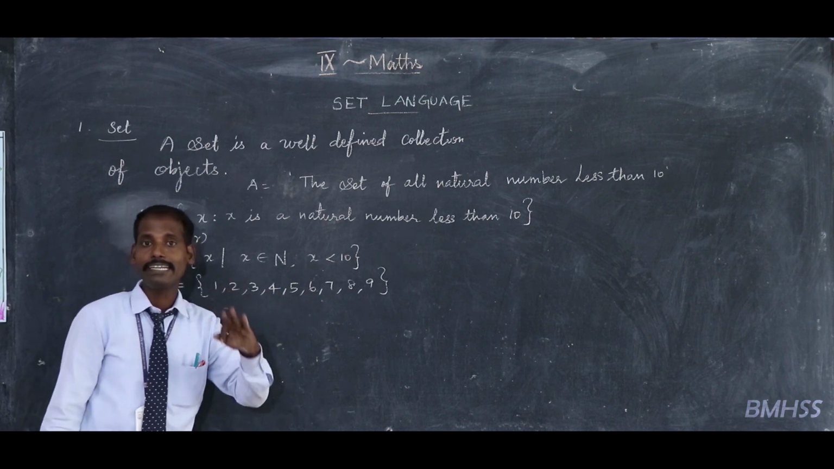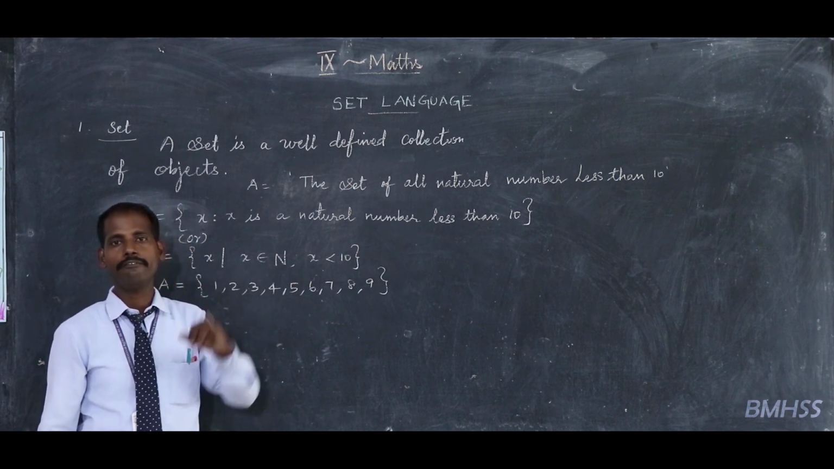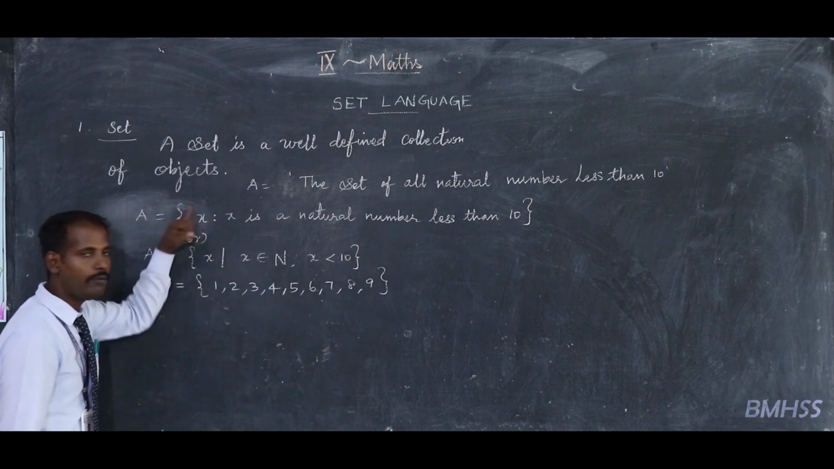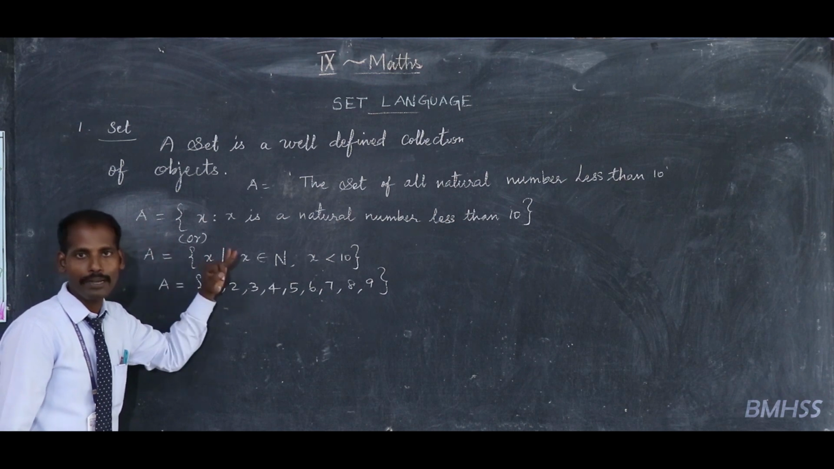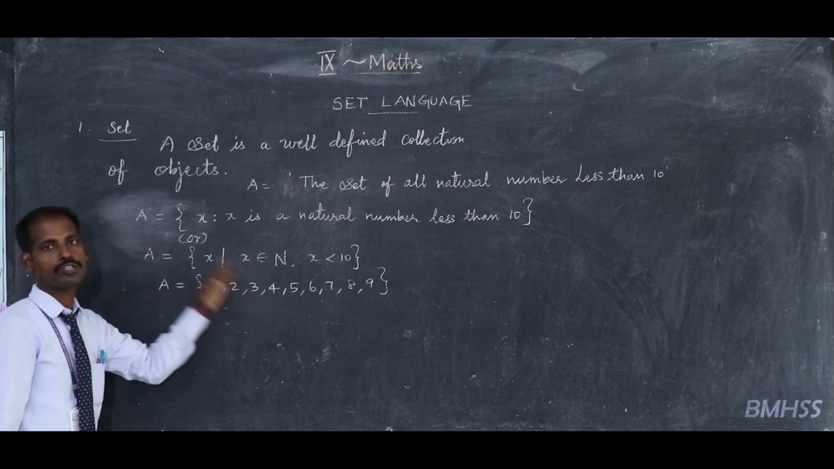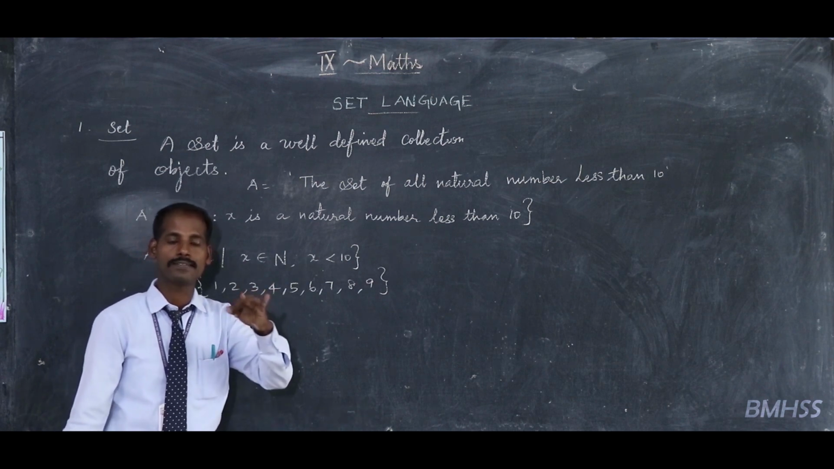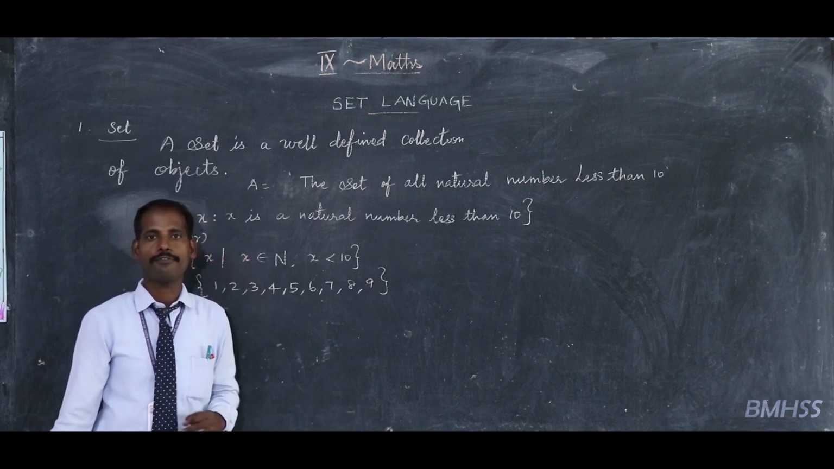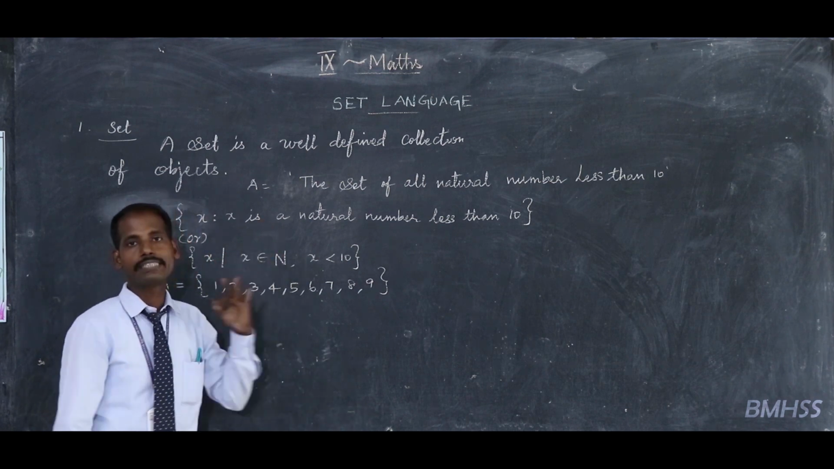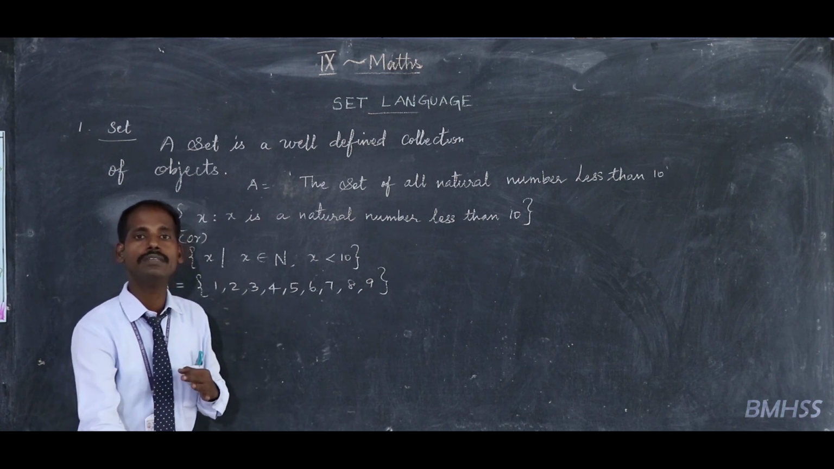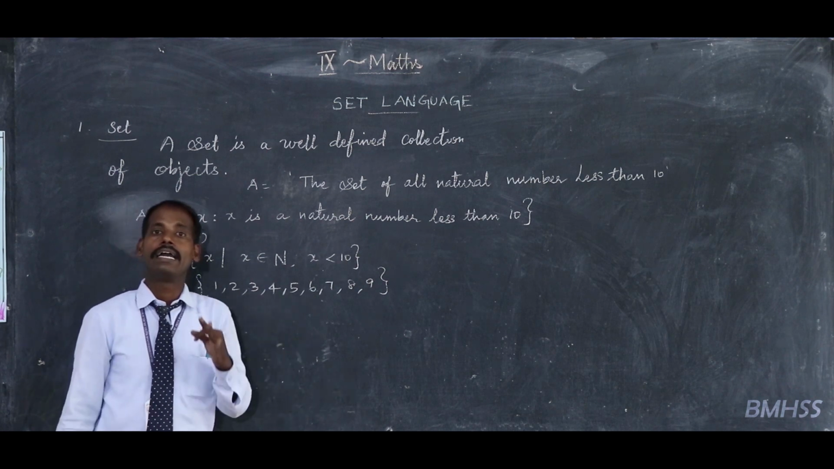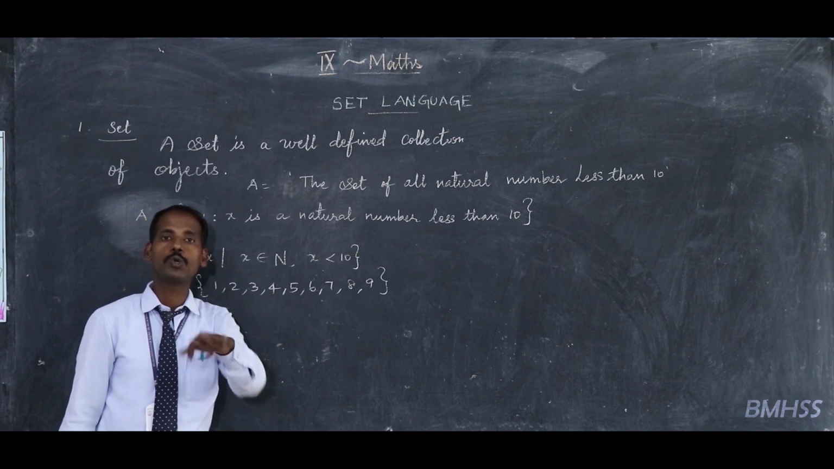These are three types of format. One is descriptive form, second one is set builder form, third one is roster form. What is descriptive form? A set described in words is called descriptive form. Second one, set builder form. What is set builder form? A set builder form is described by a rule.